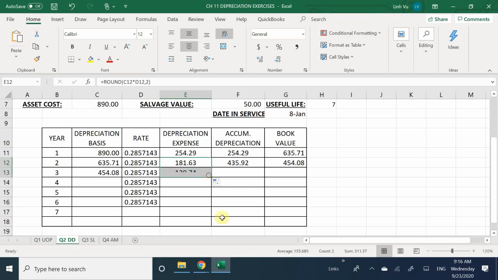129.7. 129.74. Yeah, because we're rounding up. We're rounding up. Yeah, that's right. Yes. Okay. All right. And then what's my accumulated depreciation going to be?